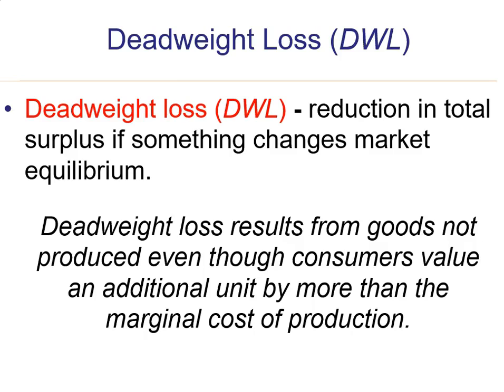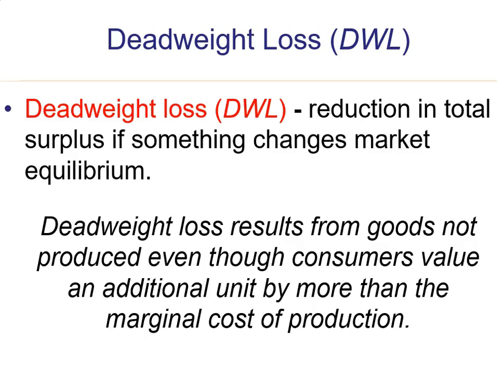Something has caused us to move away from the market equilibrium, and this captures that harm to society. So deadweight loss results when goods are not produced, even though a consumer will value these goods more than the marginal cost of the goods that are being made. So again, this is a loss to society when goods aren't produced, yet it would be efficient if they were.